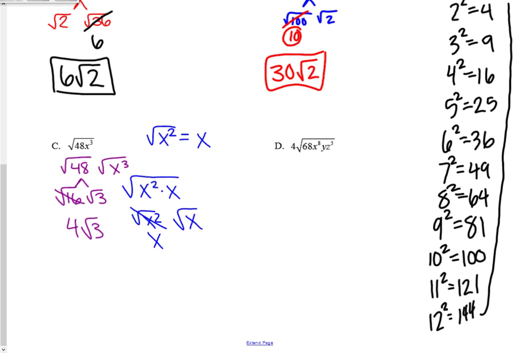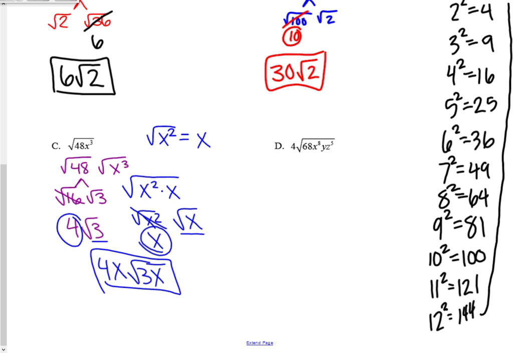So when I combine these, I multiply my numbers on the outside of the square root, so I have 4x. I multiply the numbers inside the square root, so I have the square root of 3x. And that would be your simplified form.